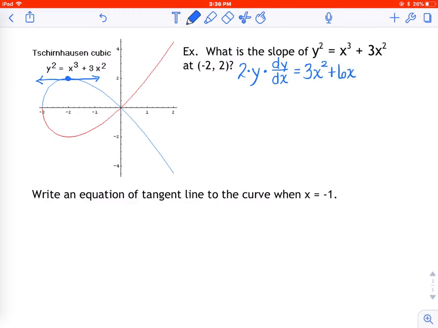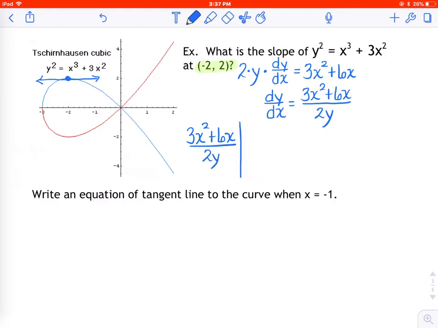So when I move my dy/dx to be alone and solve for it, I get that to find the slope at any point on this curve, I need 3x squared plus 6x divided by twice its y value. So when I go to evaluate, the original question was the slope at (-2, 2). It turns out I actually need both parts of the ordered pair to evaluate this derivative at that particular location. So this is evaluated at (-2, 2).